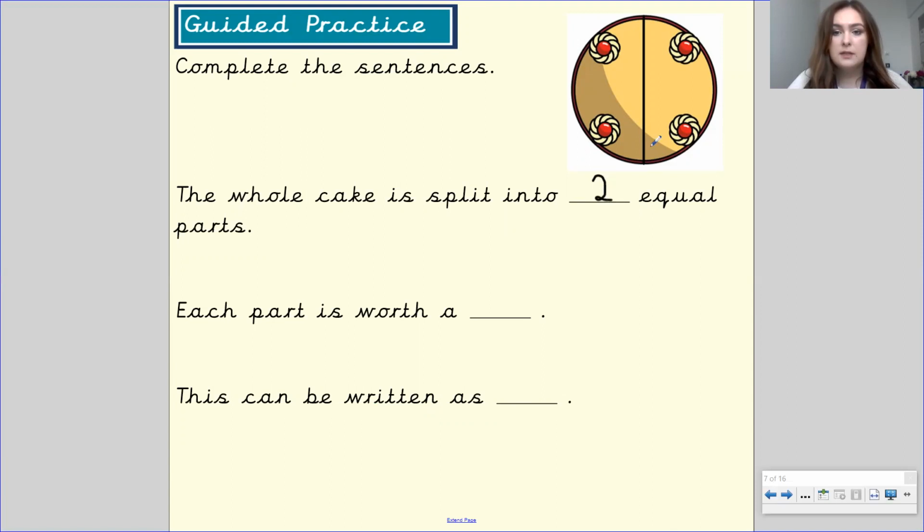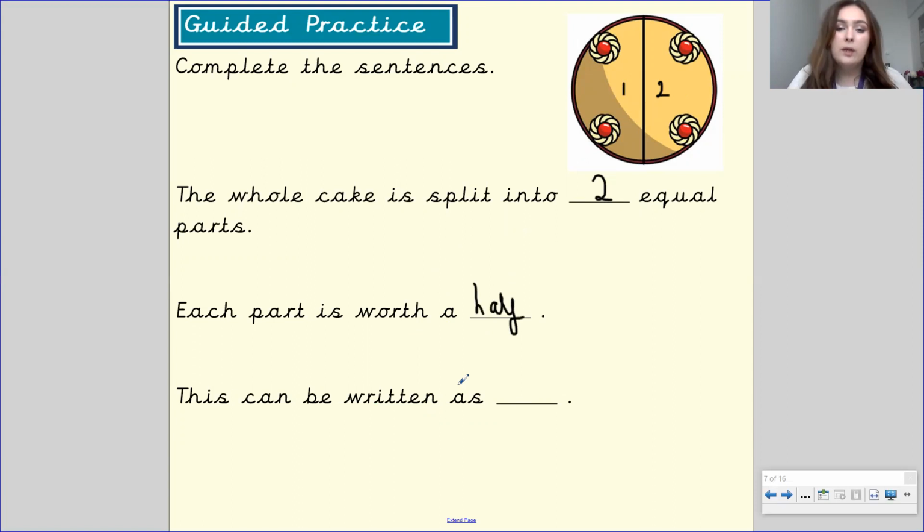Well done if you said 2. It's been split into 2 equal parts. 1, 2. So each part is worth what? Well done, it's worth 1/2.